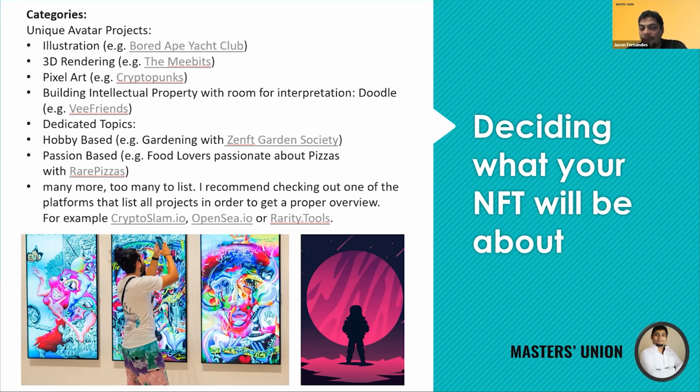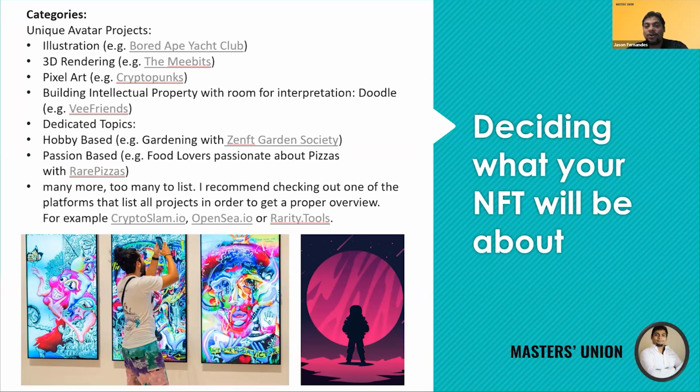Another is 3D rendering. A good example of that is Meebits, where you have 3D art and 3D rendering. That seems to be very, very popular when it comes to NFTs. Finally, you have pixel art. CryptoPunks would be considered pixel art because they look like little boxes, very pixelated versions of an image. And this is just going over what seems to be conventionally sold as NFTs today. That includes illustrations like Bored Ape Yacht Club, 3D renderings like Meebits, and pixel art like CryptoPunks.